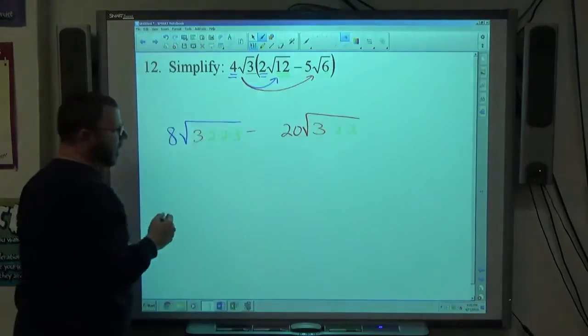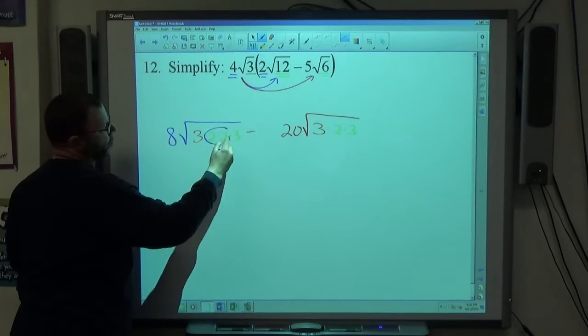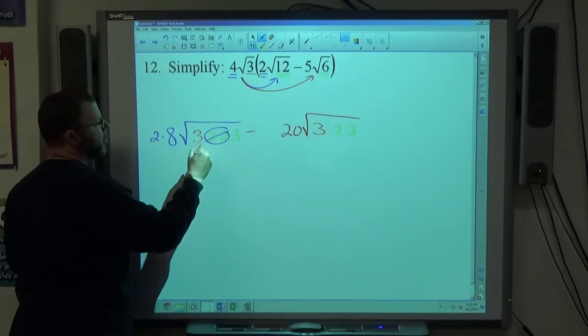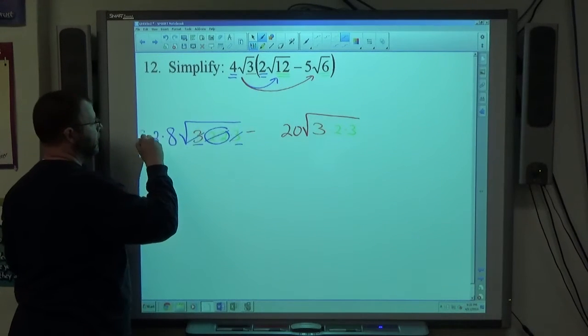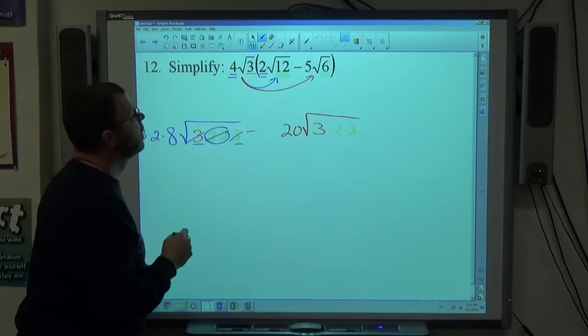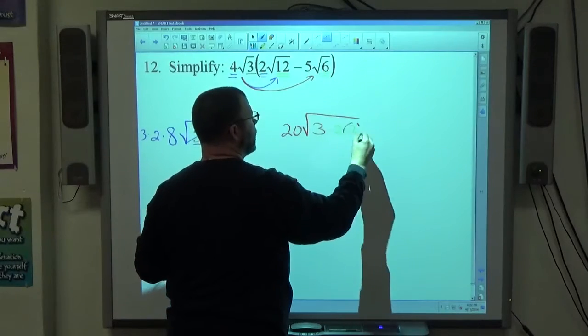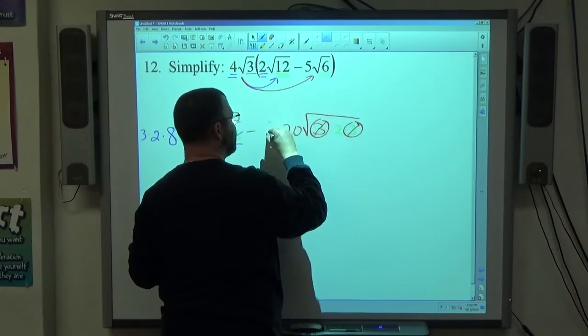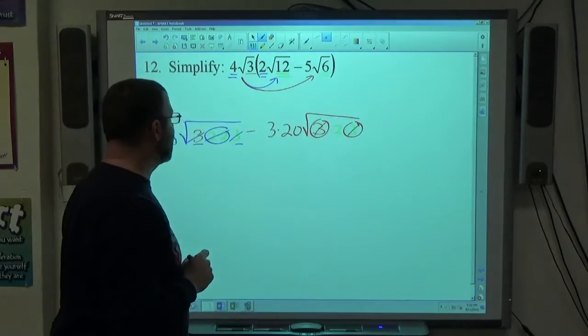Then for each one, find pairs of factors. So a pair of 2's, I can pull a 2 out. A pair of 3's, I can pull a 3 out. Every pair has been accounted for, so that radical is going to disappear. On the red one, a pair of 3's, I can pull a 3 out. A 2 doesn't have a pair, it has to stay in.